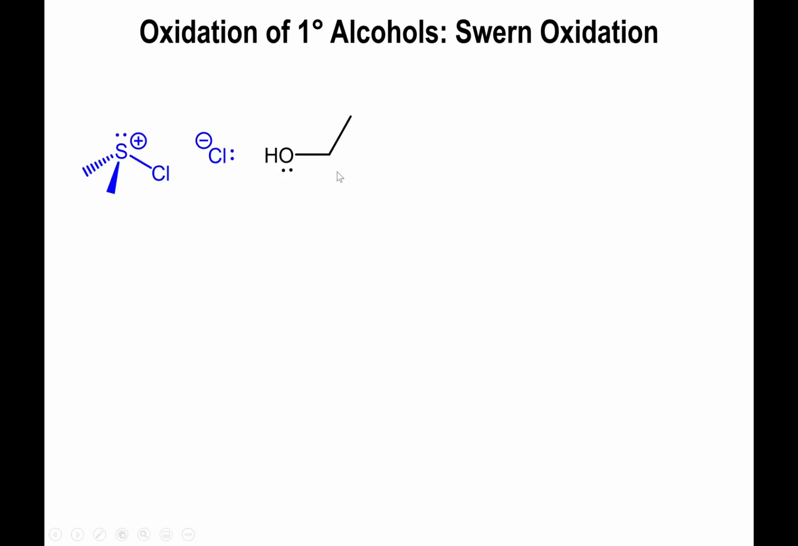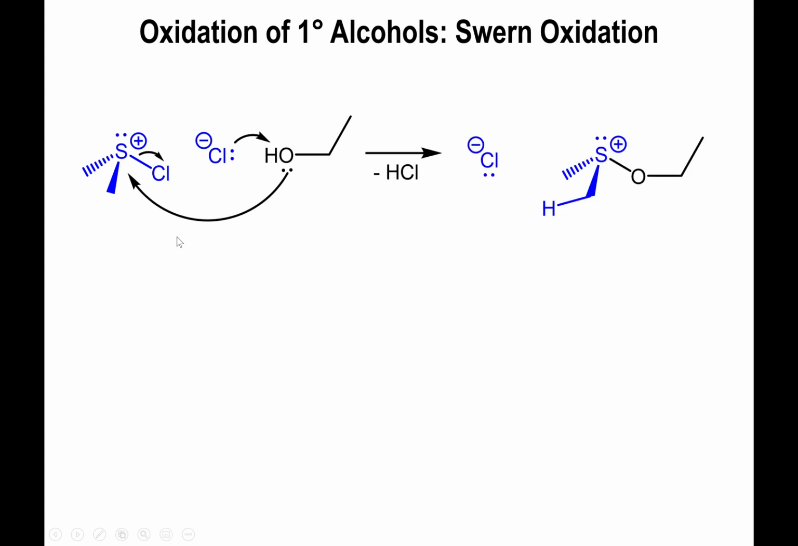All right, so here we have the alcohol, which will interact with the sulfur cation that we have right here. The oxygen will attack the sulfur, chlorine will take off as a leaving group, and then one of the chlorides will remove the proton to give you an alkoxide.